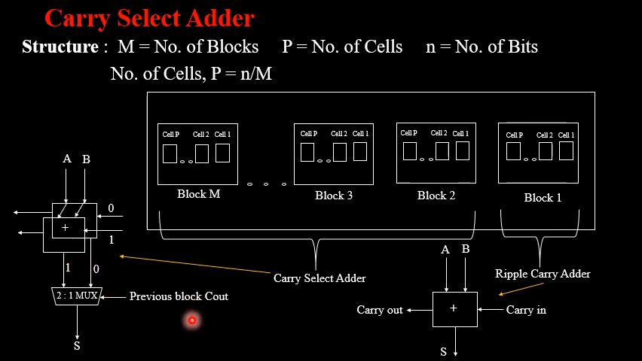Suppose the previous block carry output was equal to 0 state, then accordingly it will choose the output from here. If the previous block carry output was equal to logical 1 state, then it will choose the sum output from this particular input of 1.